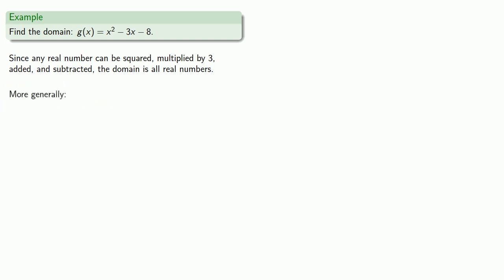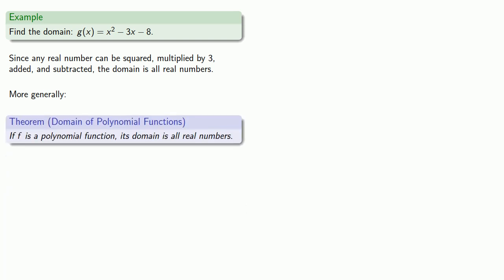More generally, this leads to the following results. Since any real number can be raised to a whole number power, multiplied, added, or subtracted, that essentially describes any polynomial. And so we have the theorem: if f is a polynomial function, its domain is all real numbers.